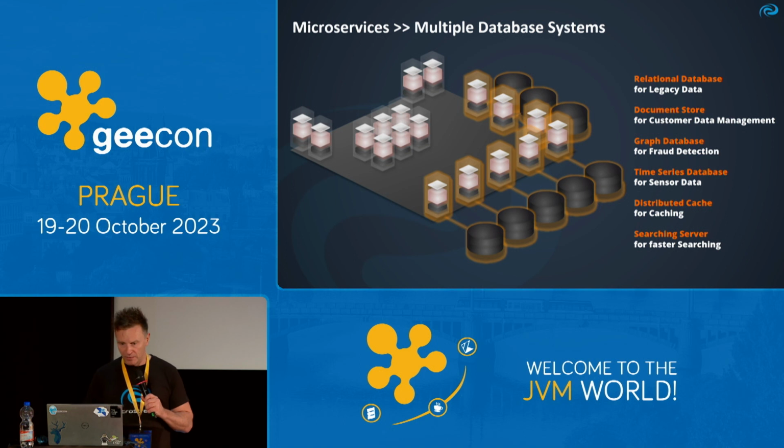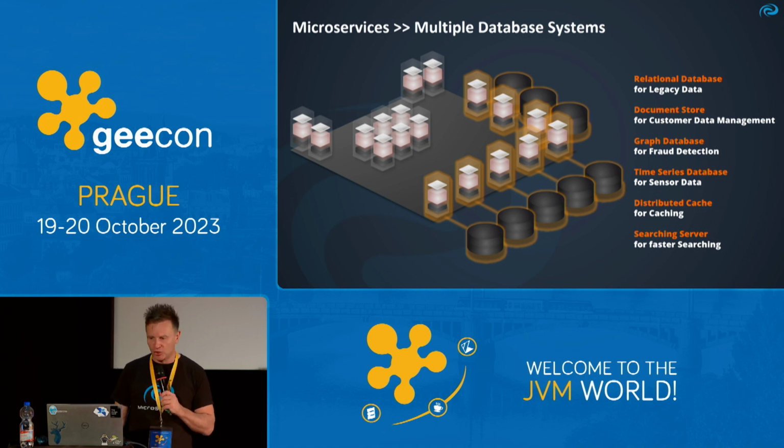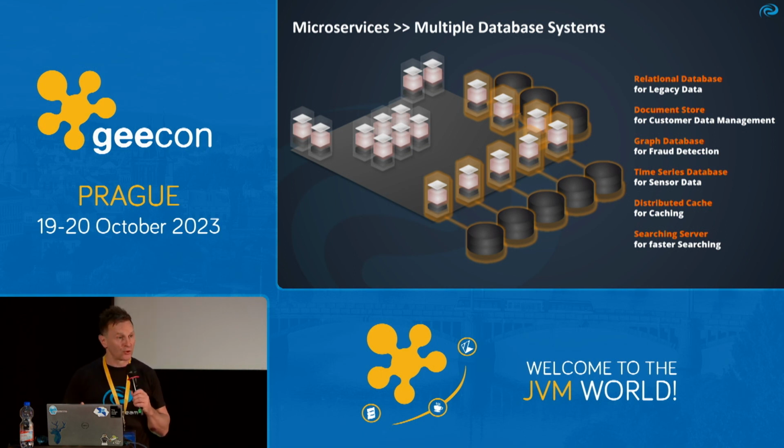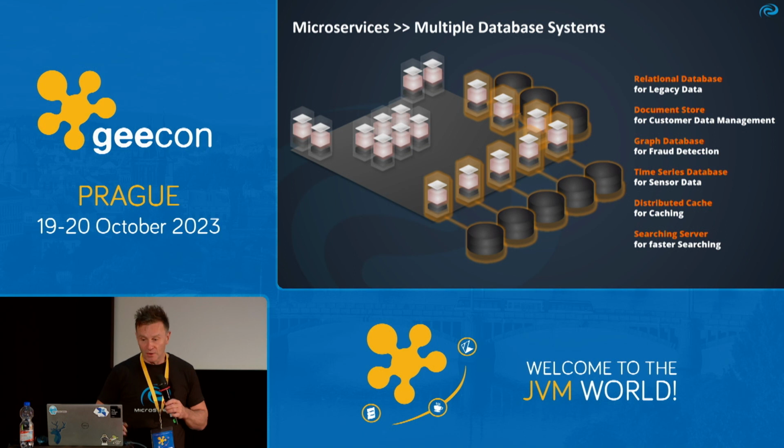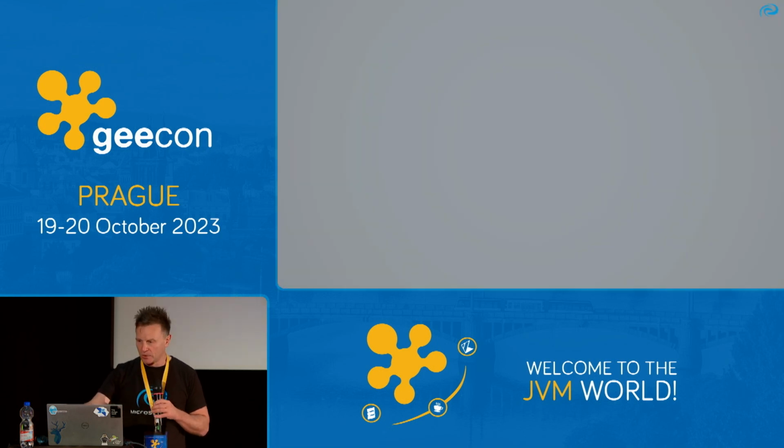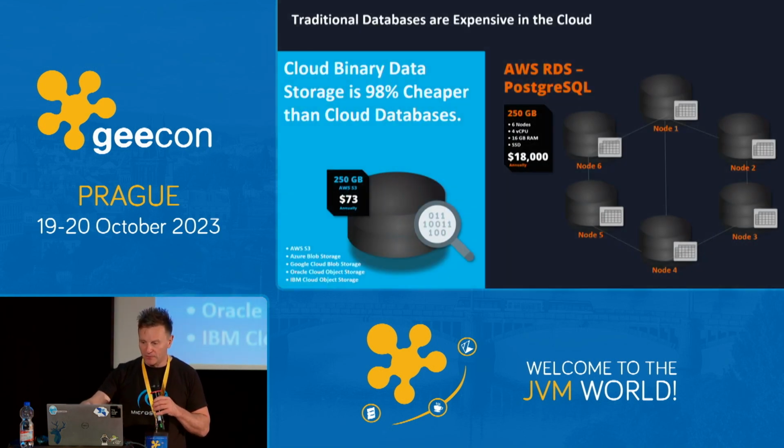And with microservices, we have another challenge, because each microservice that stores data should have its own database. So there are a lot of different database systems used in microservice architecture. If you store sensor data, use a time series database. If you have complex data, use a graph, and so on. If you have unstructured data, you use mostly document-based, and so on. So multiple database systems also increase the complexity of your system. And databases are very expensive in the cloud.